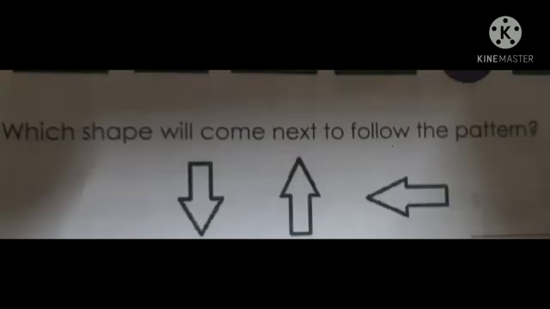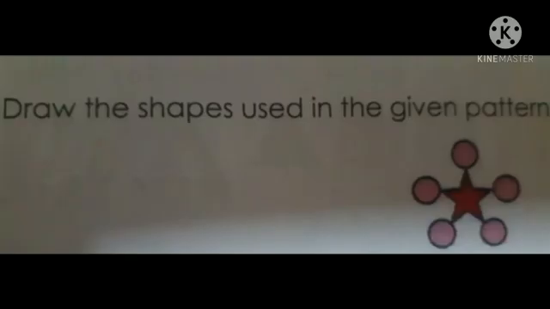Which shape will come next to follow the pattern? So the arrow facing downwards. The next is arrow facing upward. The next is arrow facing towards left side. Now what will be the next pattern? Yes, you all guessed it right. The arrow facing towards right side. Moving on to the next.